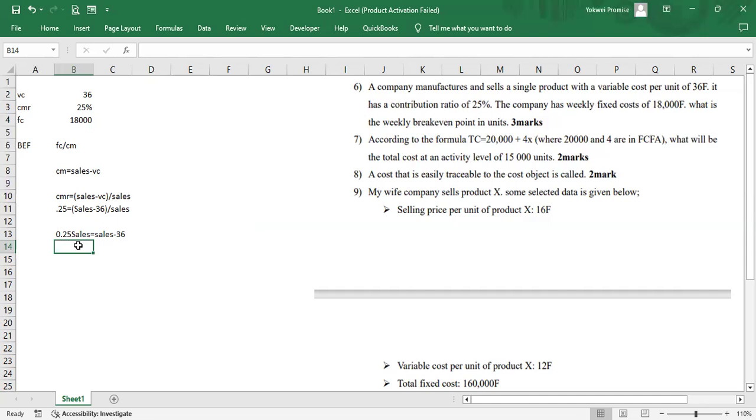So I have negative 0.75 sales is equal to negative 36. From here we will divide both sides by the coefficient of sales, which is negative 0.75, and that gives us the value of sales. I'll put this in brackets.